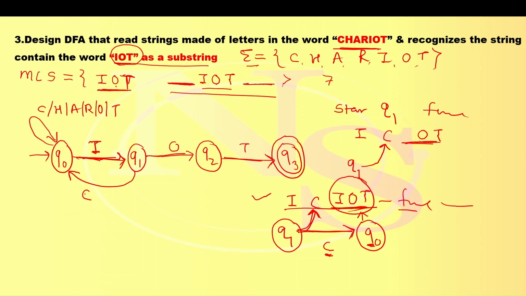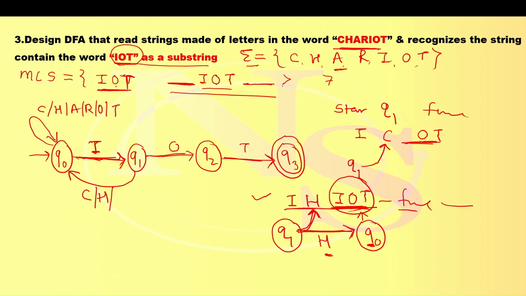Similarly, if I take here H, next symbol is H. I, H. Initially IH is not valid, but after H, IOT may come. So Q1 is trying to find transition for H. It will go to some other state, and from that state there is a path for IOT, which will go to final state. So which is the state having a path for IOT? It's Q0. So here in addition to C, H may come.